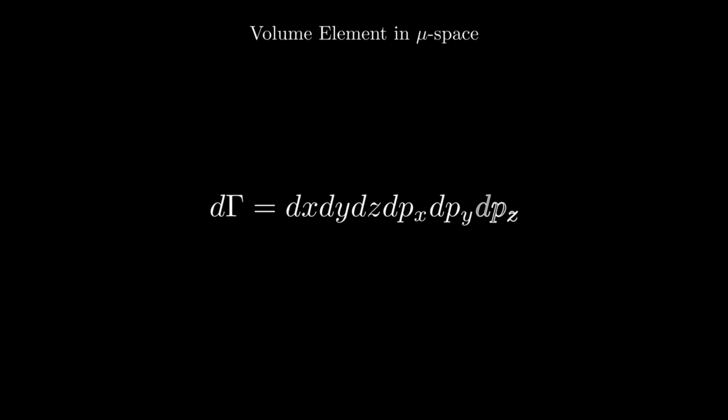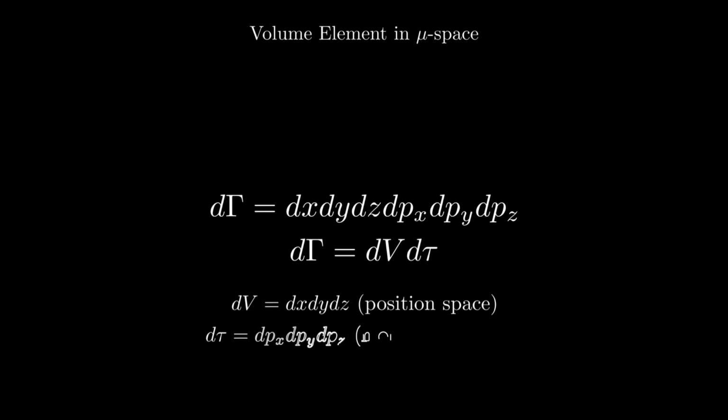Now let's define a volume element in this space. Since it's a six-dimensional space, the volume element will be denoted by d gamma. It is simply the product of differentials of all coordinates: dx, dy, dz and dpx, dpy, dpz. We can group dx, dy, dz, which forms the volume element in the ordinary position space, which we call dv, and dpx, dpy, dpz forms the volume element in the momentum space, d tau. So the phase space volume element is the product of the spatial volume element and the momentum volume element. Remember, when we talk about a single particle, this is specifically called the mu space.